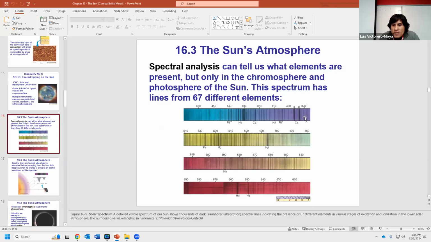These are gaps in the solar atmosphere. You see, if there were no elements in the atmosphere of the sun, this would be a continuous spectrum without these black gaps. We see these gaps because of the elements that are in the solar atmosphere, in the sun's atmosphere.